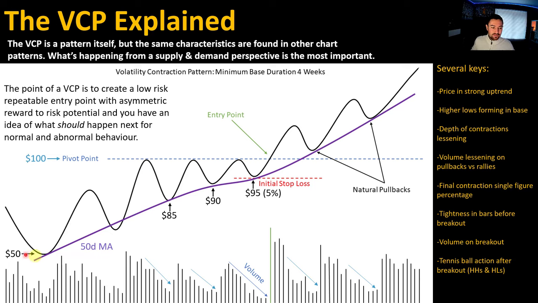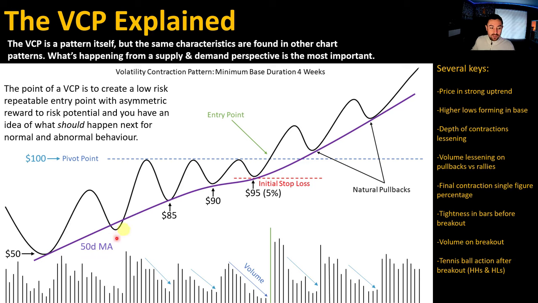So price has rallied from $50 to $100. So it's gone up 100%, and then it's been riding its 50-day moving average. For the purpose of this, we're just going to use one moving average to keep the charts nice and simple. So this is going to be our 50-day, and generally speaking, the stock has found supportive action around the 50-day, and it does after the breakout as well.